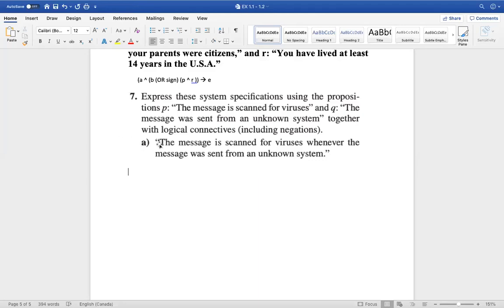So if we take the first propositional statement, the message is scanned for viruses. This is represented by the variable P. Whenever the message was sent from an unknown system, this is represented by the variable Q. So now they are linked with whenever. Now here we have to understand what is the assumption and what is the conclusion. So here we say that the message was sent from an unknown system, which is our assumption. And the conclusion is the message is scanned for viruses. So when we put this together, we say Q implies P. Okay? Assumption implies conclusion.